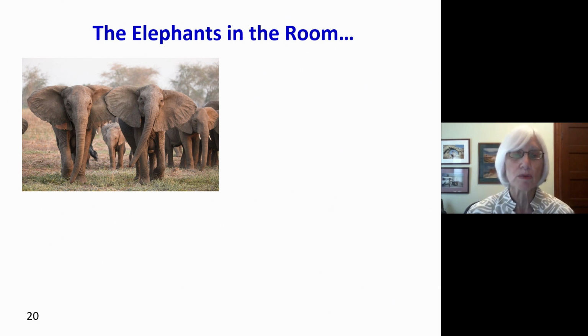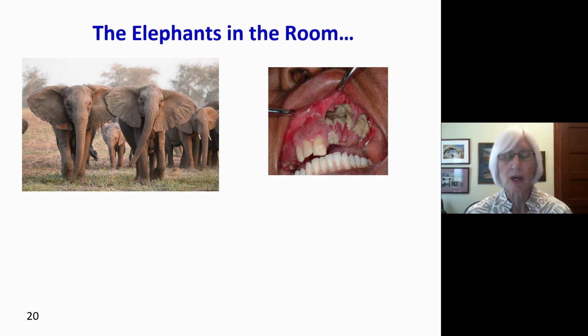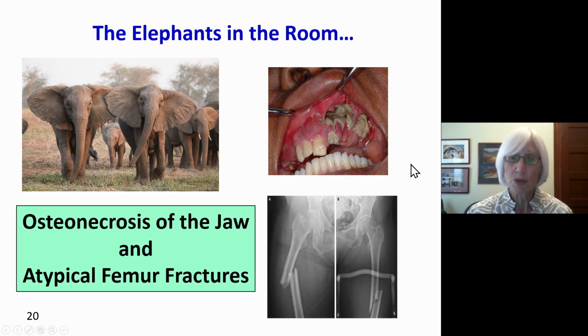The elephants in the room are the side effects of long-term bisphosphonate use, including osteonecrosis of the jaw, a horrible condition seen here, as well as atypical femur fractures. Here's a patient with bilateral bisphosphonate-associated femur fractures, atypical fractures.